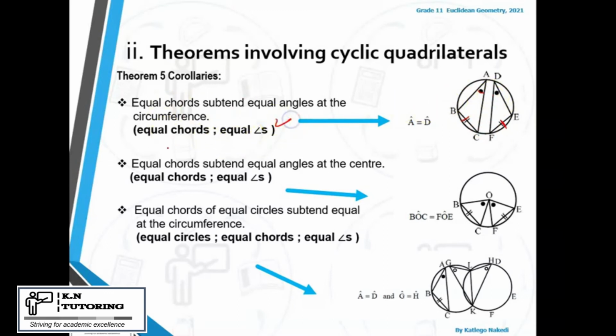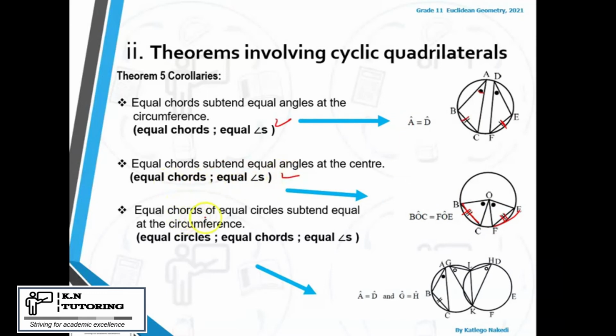That's number one. Number two, equal chords subtend equal angles at the center. Again, chords BC and FE are equal. Therefore, they subtend an angle that is equal at the center. And if these two chords are equal, it means the angles will also be equal. Equal chords, equal angles. That's the summary.